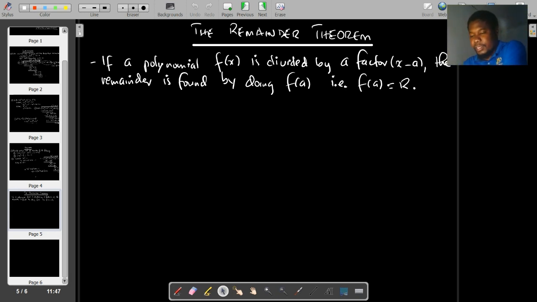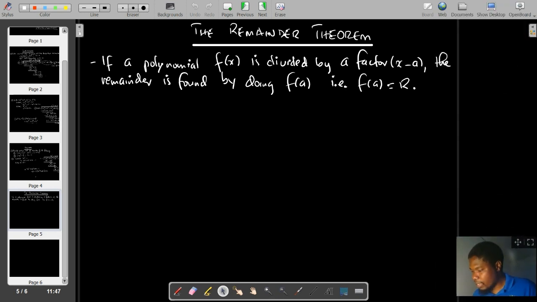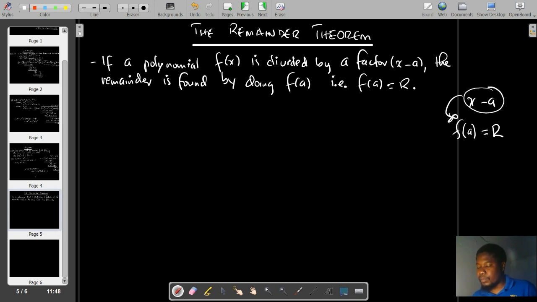The remainder theorem says if a polynomial f of x is divided by a factor x minus a, the remainder is found by doing f of a, i.e. f of a will give you the remainder. So what they're saying is that if you have a factor x minus a, and you substitute a into the polynomial given, you end up getting the remainder if you divided this into your polynomial.